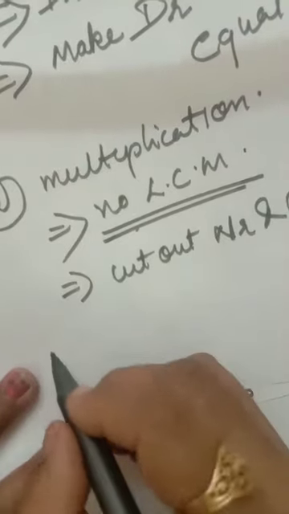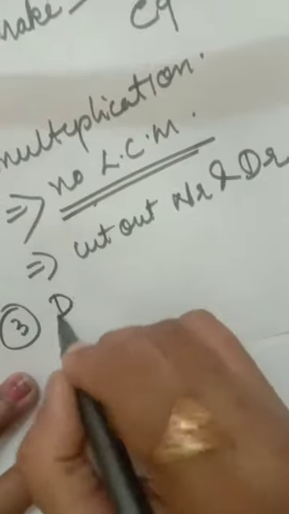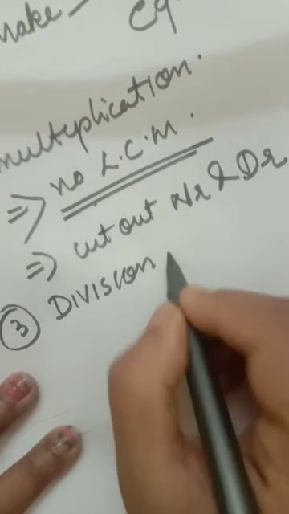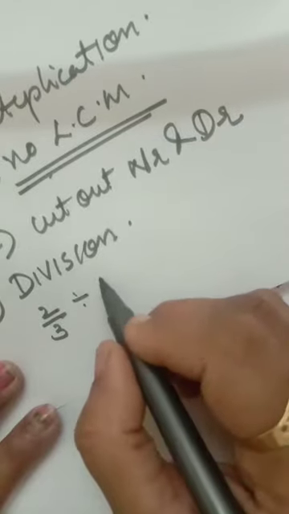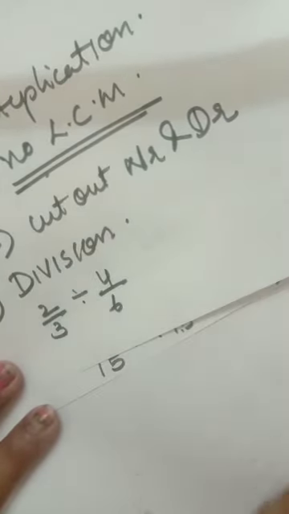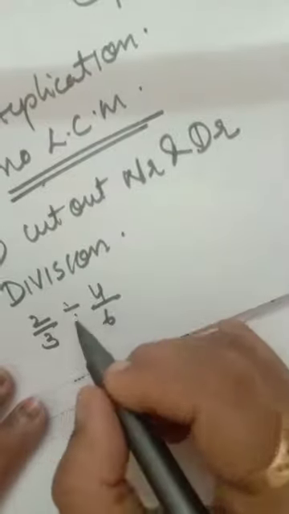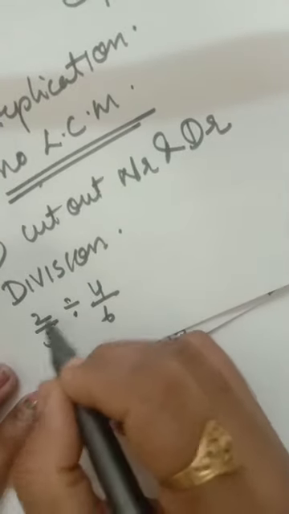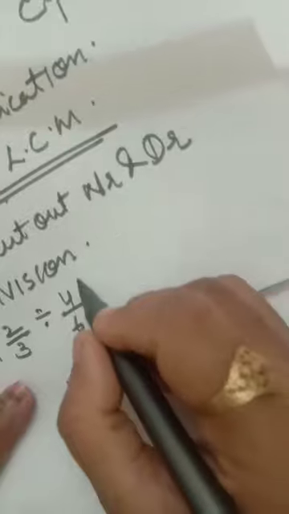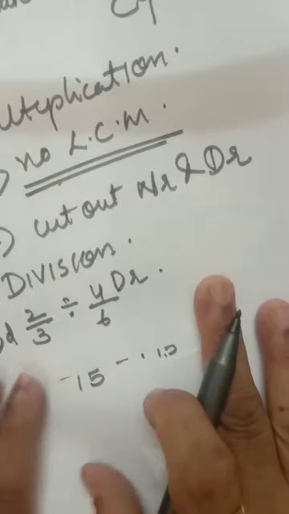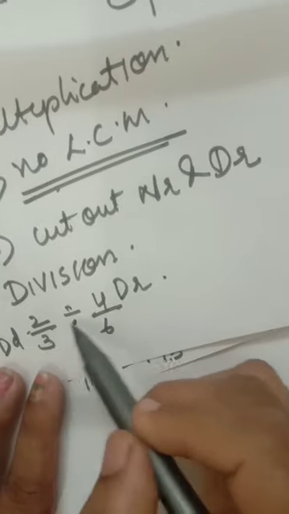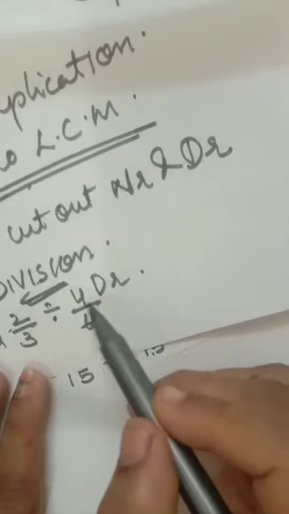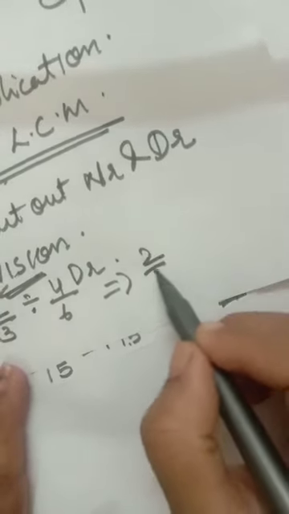Okay. Now third, division time. 2/3 divided by 4/6. Okay. This one is called the dividend. This is called the divisor. Okay. Dividend and divisor. So in division time, you have to take the reciprocal of the divisor. That means 2/3.